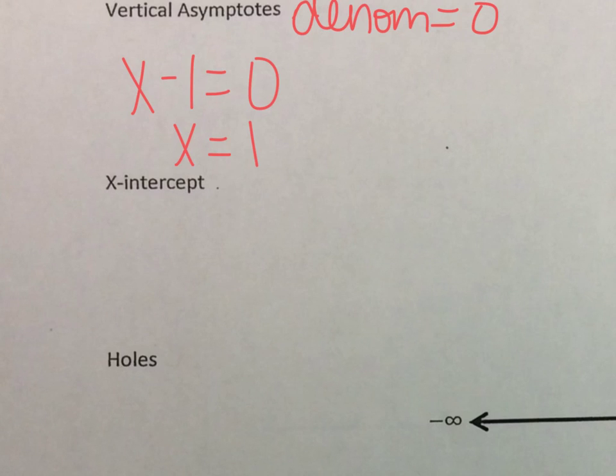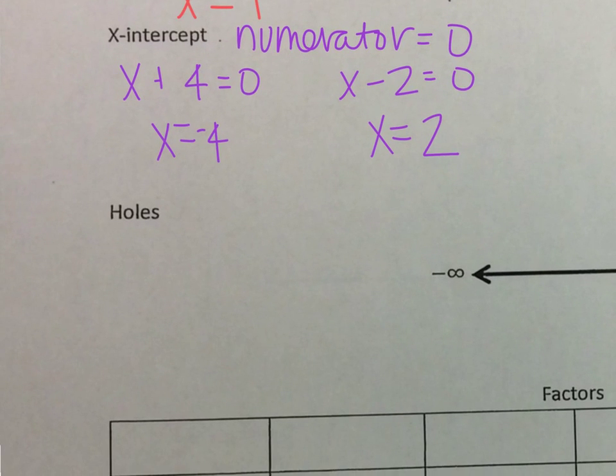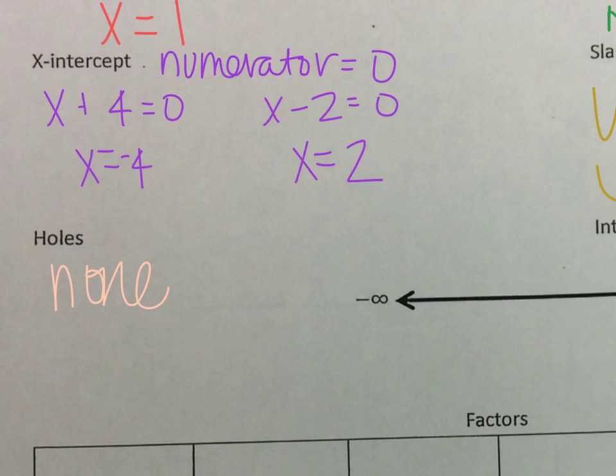The next part is my x-intercepts. My x-intercepts happen when the numerator equals 0. So whenever the factors in the numerator equal 0, remember my factors in the numerator were x plus 4 and x minus 2. I'm going to set each of those equal to 0. That means that I have an x-intercept at negative 4, and I have an x-intercept at positive 2. My holes occur whenever I have the same thing on top and bottom. I did not have any of that, so there are no holes in this one. That's when I have the same factor on top and bottom.